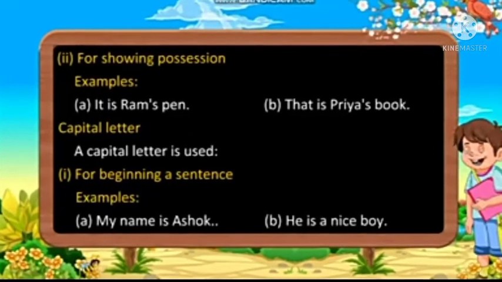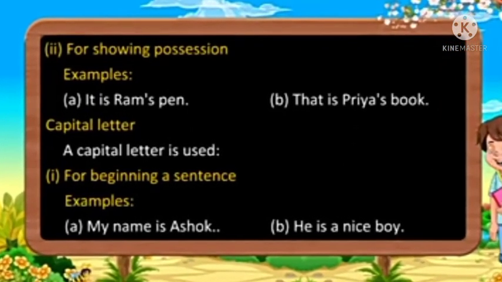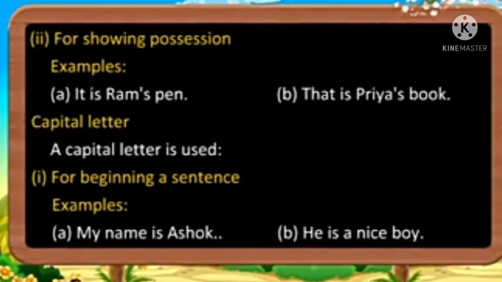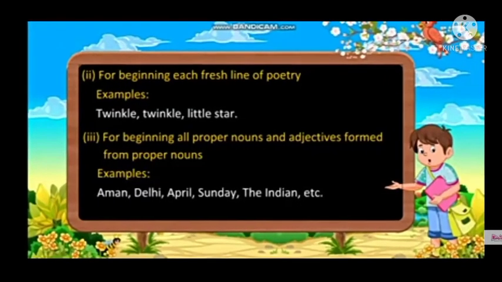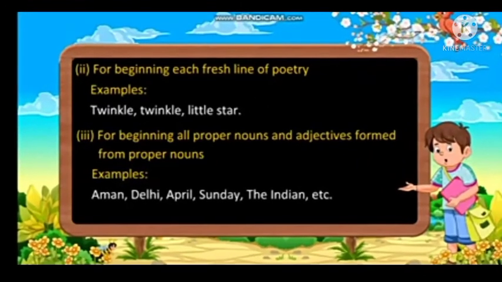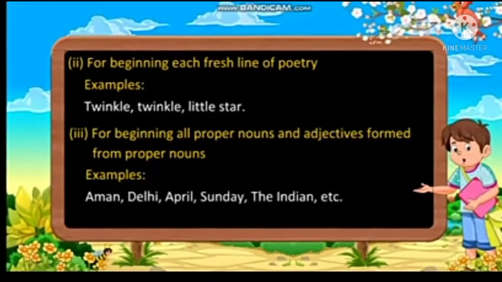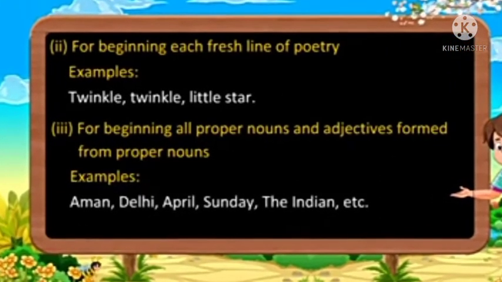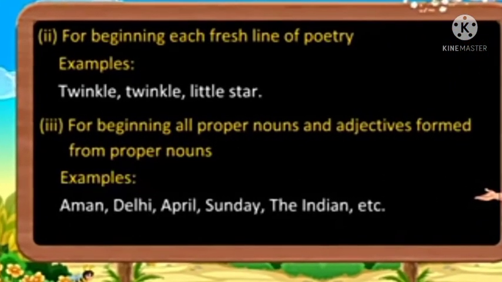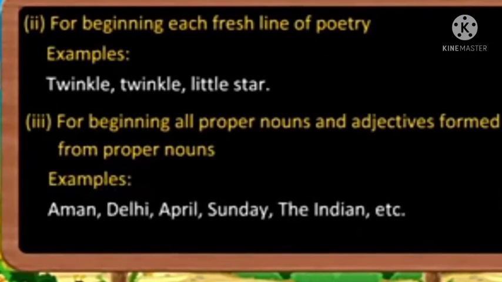Now come to the capital letter. A capital letter is used for beginning a sentence. Example: my name is Ashok, he is a nice boy, etc. For beginning each fresh line of poetry. Example: twinkle twinkle little star. For beginning all proper nouns and adjectives formed from proper nouns. Examples: Aman, Delhi, April, Sunday, the Indian, etc.